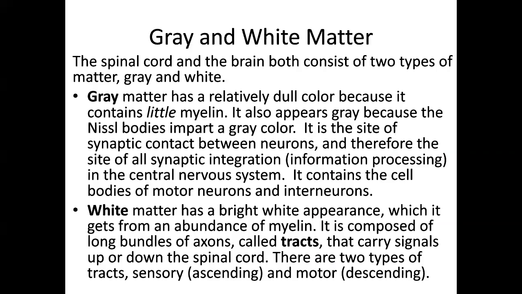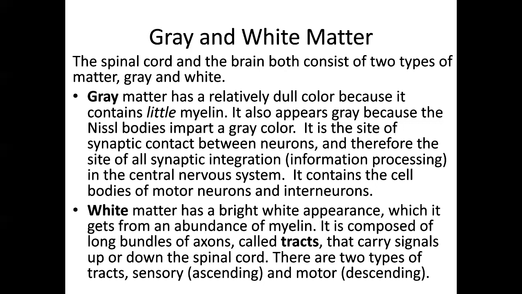Okay. Now, thinking back once again to that previous lecture that we discussed the other day, we learned that within both the spinal cord and our brain, there are two types of matter. Both, we've discussed this, gray and white matter. Gray matter has a relatively dull color because of the little myelin inside of it. Instead, it's going to be made up of unmyelinated axons. It's going to be the cell bodies of motor neurons, interneurons. Remember, cell bodies are where the nucleus is.